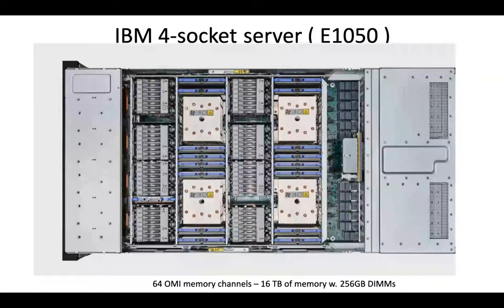So here's a picture of an IBM system. This is actually the E1050 that we launched not too long ago. And what you see here, these are the products here. This is one row of 32 of those bins, another row of 32 of those bins. So that gives you 64 DIMMs on the motherboard, right?